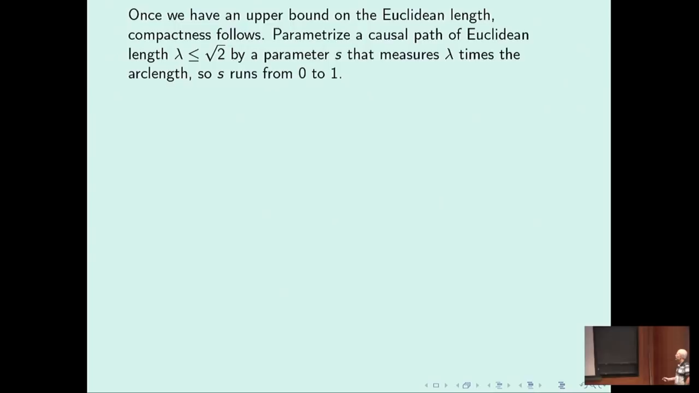Once you have an upper bound on the Euclidean length, compactness follows. If you have any causal path of length at most √2, parameterize it by a parameter s that measures the arc length, so s runs from 0 to 1.